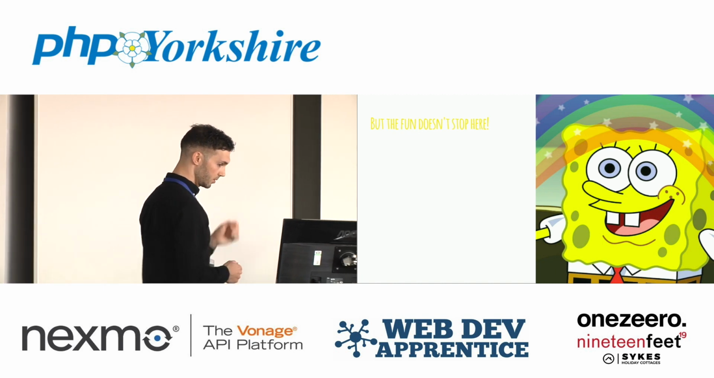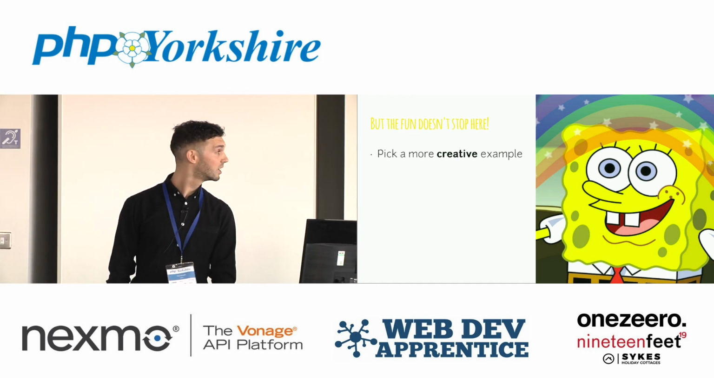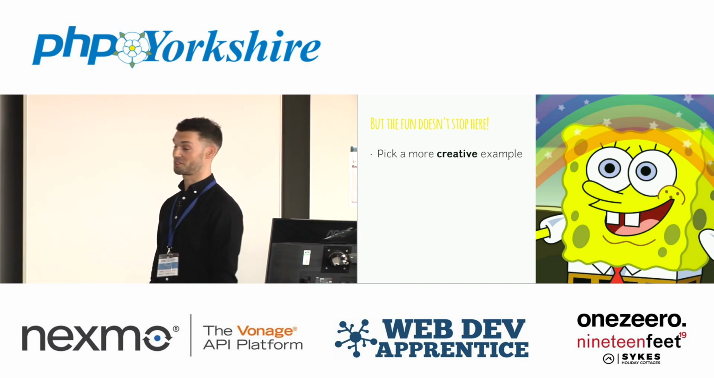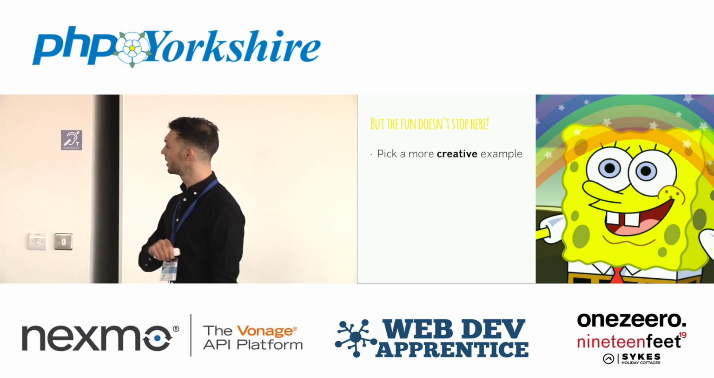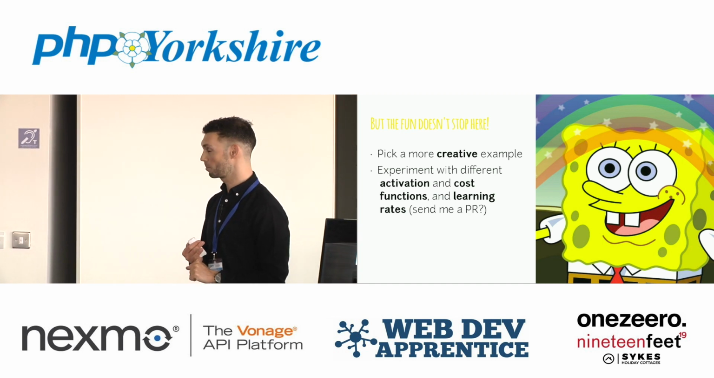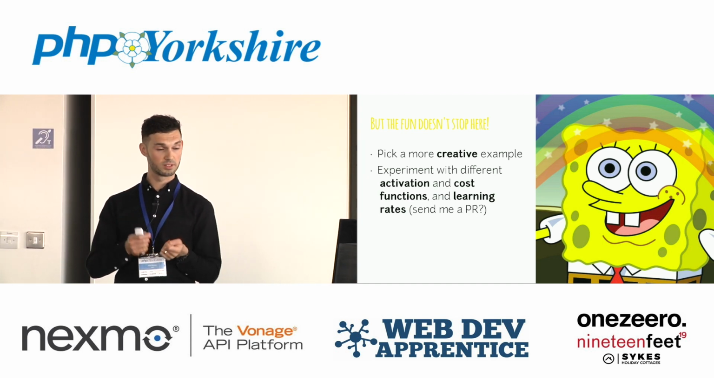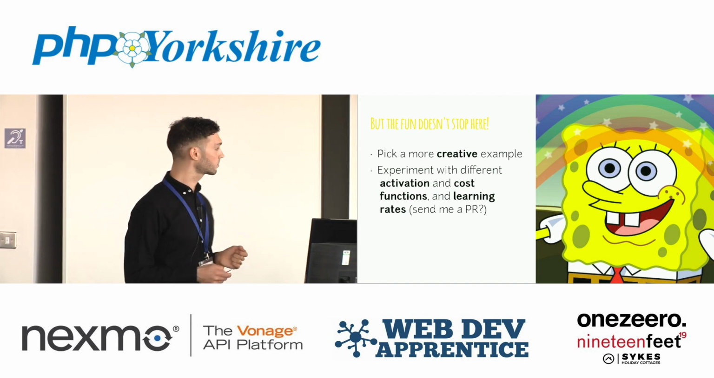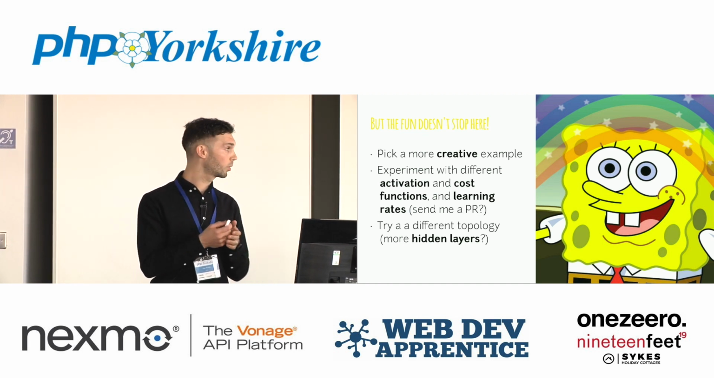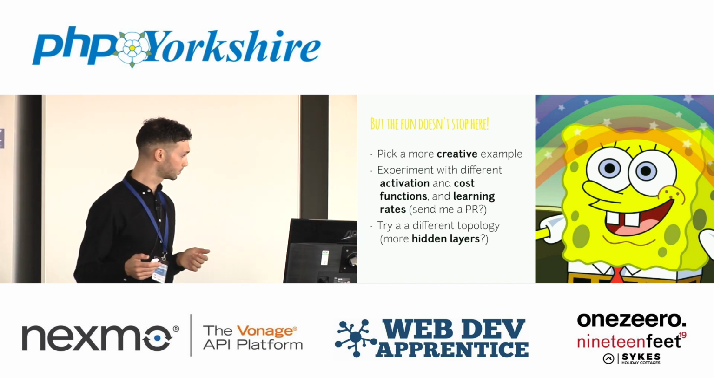So a few ideas for you to apply with this. I would say pick something more challenging, pick something different other than the XOR, but this is a good start. You may experiment with different activation functions. There are a lot of different activation functions, so you can play with that. And cost functions as well. Even the learning rate, you can increase it, decrease it, and see how it goes. And if you do that, send me a PR. And just try with more hidden layers, perhaps, different topologies. See what happens if you just add 5, 6 neurons or 2 layers, see what happens.